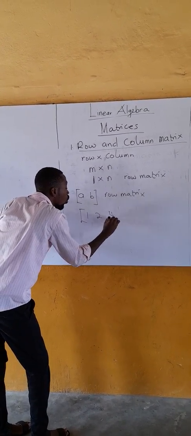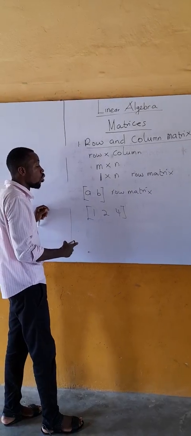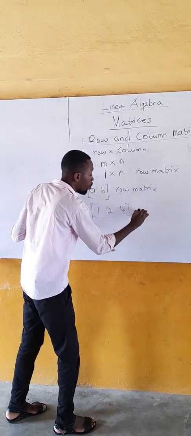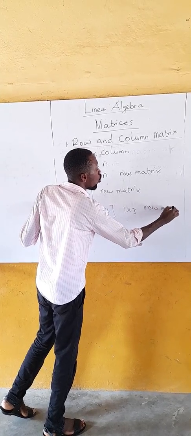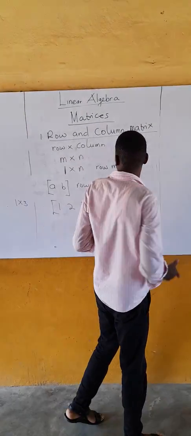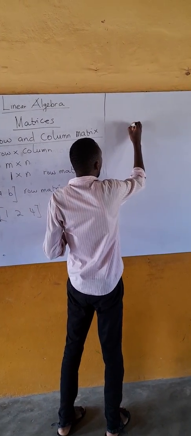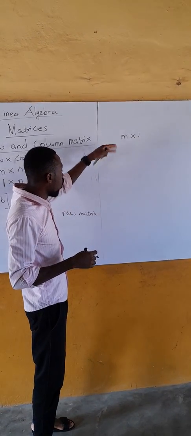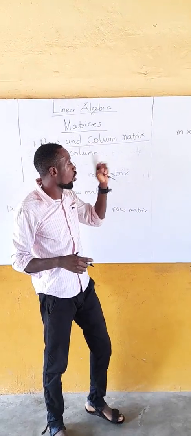1, 2, 4. Look at this. We have only one entry in the row and 3 entries in the column. Remember, this is a 1 by 3 matrix. Such a matrix is a row matrix. The opposite goes for a column matrix. A column matrix is a matrix in the form n by 1. Thus, we have a specific number of entries in the row and only one entry in the column.